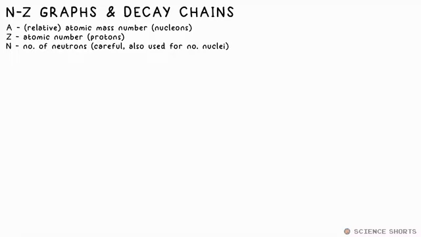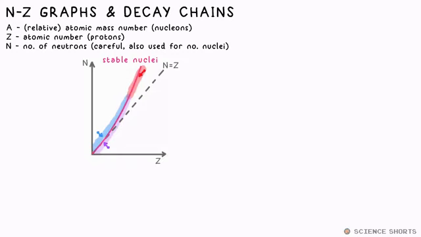A, Z, and N are the symbols used for mass number, atomic number, and number of neutrons respectively. Here's a graph of N against Z. As you can see, isotopes generally sit above the N equals Z line, which means they have more neutrons than protons. The further they are from this curve, the more unstable they are, and the more likely they are to decay to get closer to the curve.